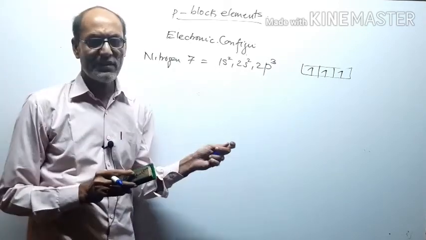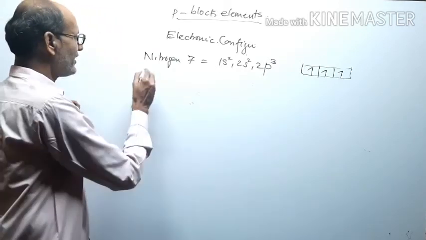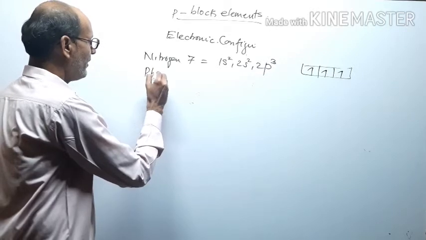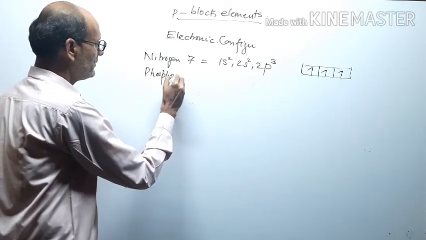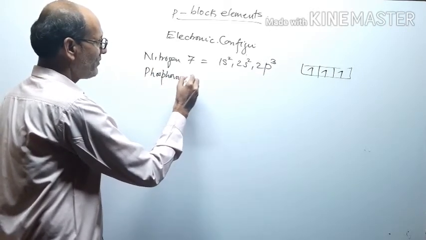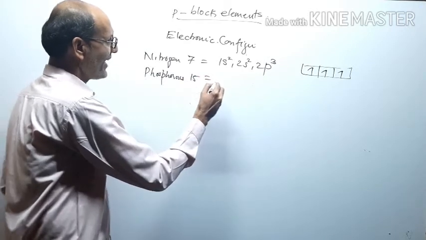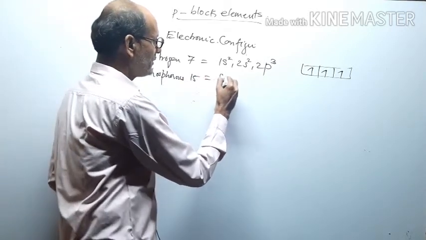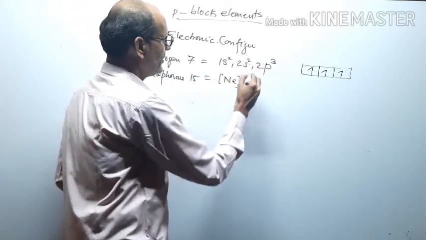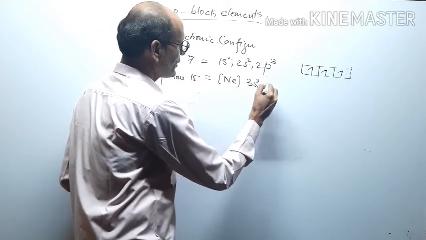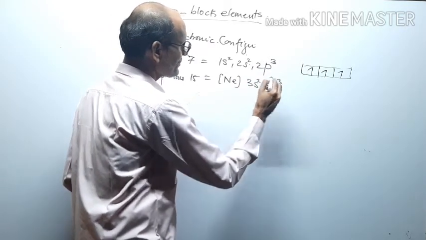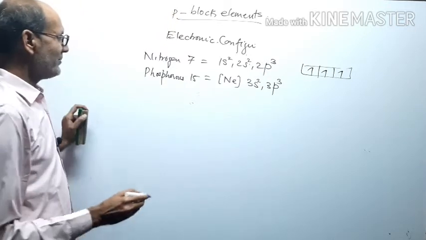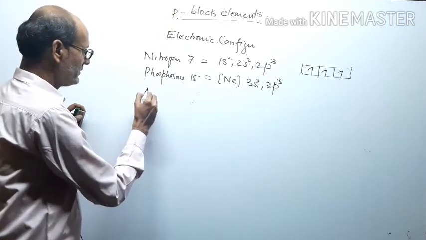After nitrogen, the next element is phosphorus, and its atomic number is 15. You can write it as [Ne] 3s2 3p3. Next element, that is arsenic.